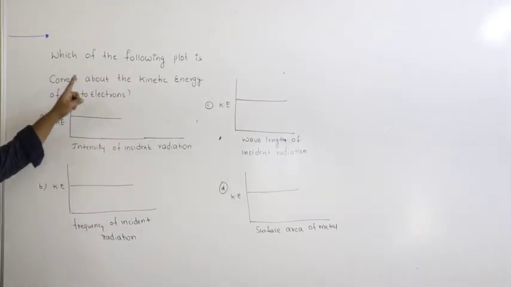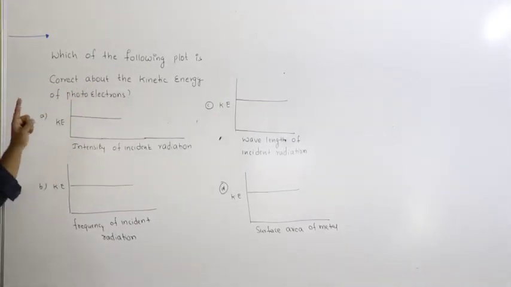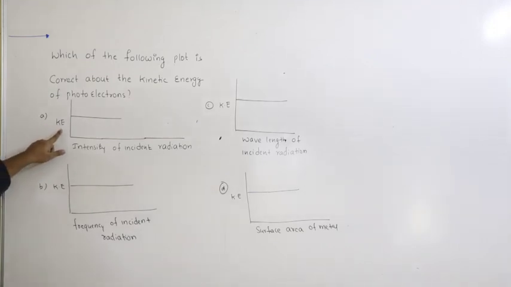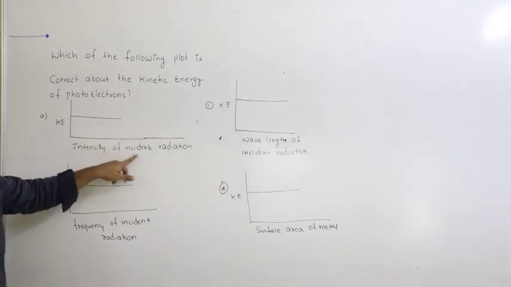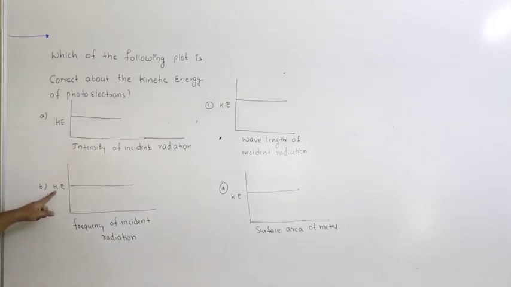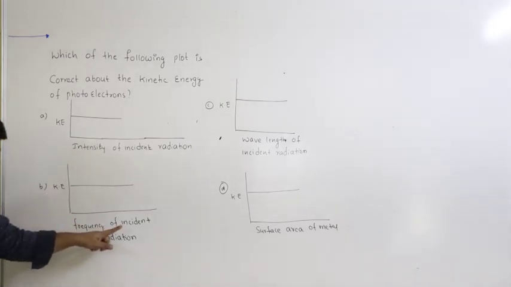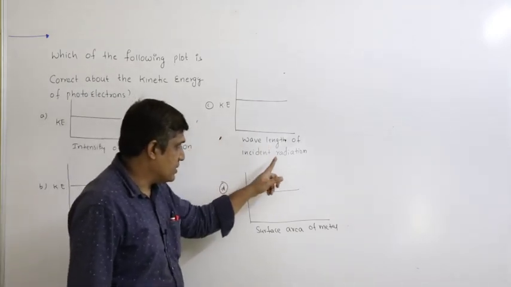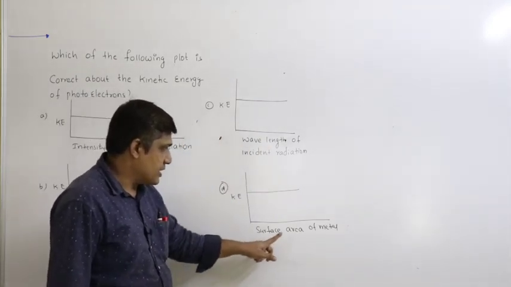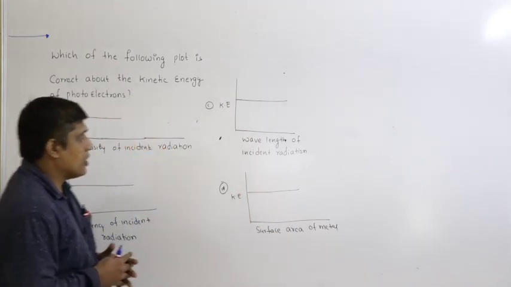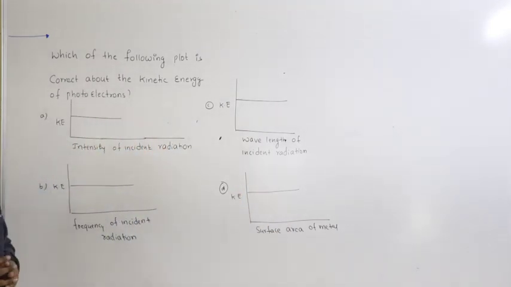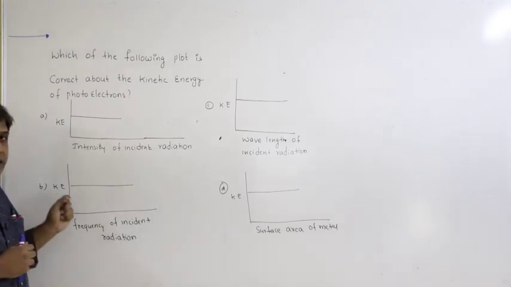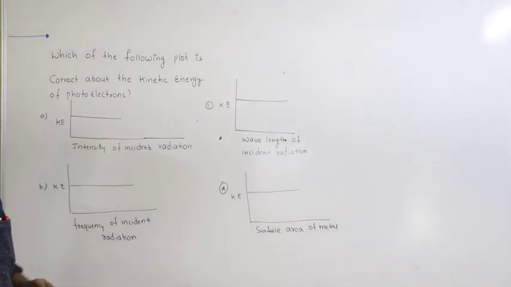Right, next question. Which of the following plots is correct about kinetic energy of photoelectrons? So if you see, there are four options given. Option A, the graph is between kinetic energy and intensity of incident radiation. Second one, kinetic energy versus frequency of incident radiation. Kinetic energy versus wavelength of incident radiation. Kinetic energy versus surface area of the metal. So we are going to study here the relation of kinetic energy of photoelectrons and other variables.